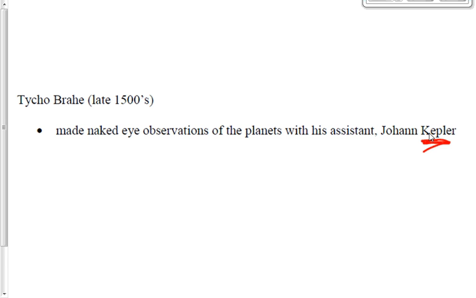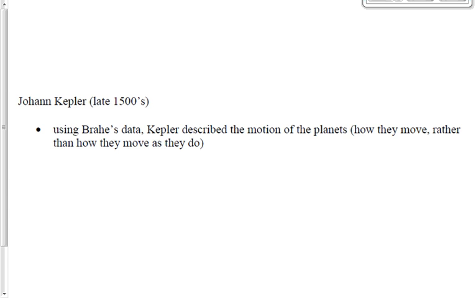Tycho Brahe and his assistant made these observations. His assistant, Johann Kepler, also obviously in the late 1500s because he worked with Tycho Brahe, took that data and described the motion of the planets. Not that they all revolve around the sun, because Copernicus already said that, but rather how they revolve around the sun, how they move around the sun. Specifically, what does the path look like as they go around the sun?